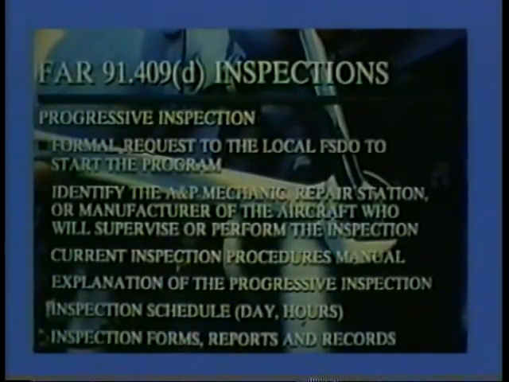FAR 91.409 paragraph D covers the instructions on how to get an operator on a progressive program. The operator must make a formal request to the local Flight Standards District Office to start the inspection program. The A&P mechanic, repair station, or manufacturer of the aircraft who will supervise or perform the inspection must be identified at that time. Then the operator must supply a current inspection procedures manual with an explanation of the progressive inspection. And finally, the inspection procedures manual must include the inspection schedule in days, hours, or cycles, and also the appropriate instructions to fill out the progressive inspection forms, reports, and records.